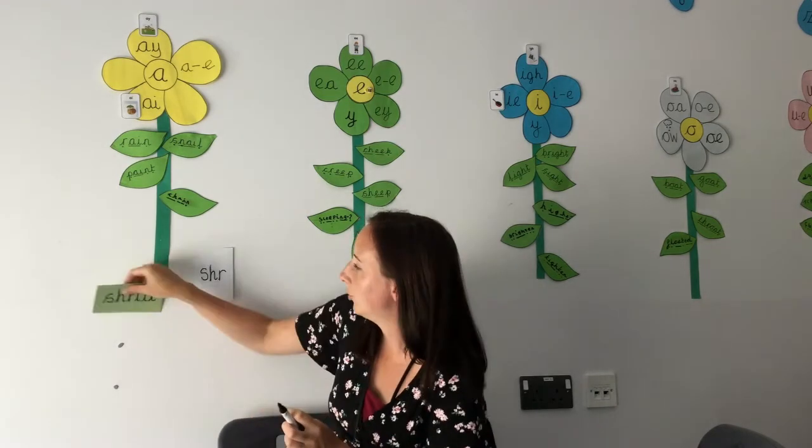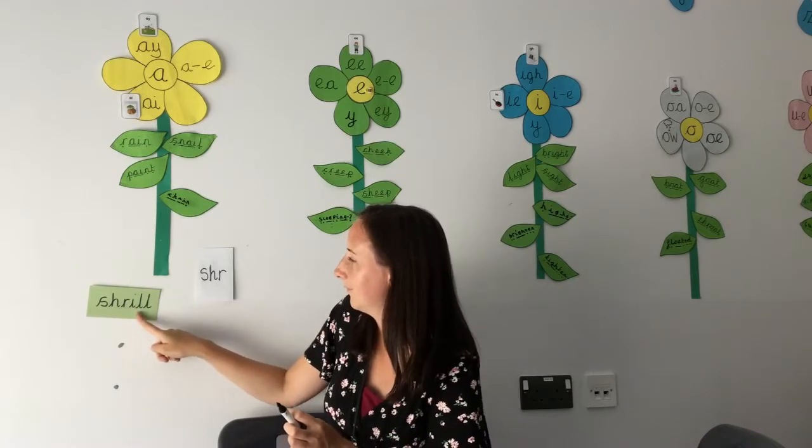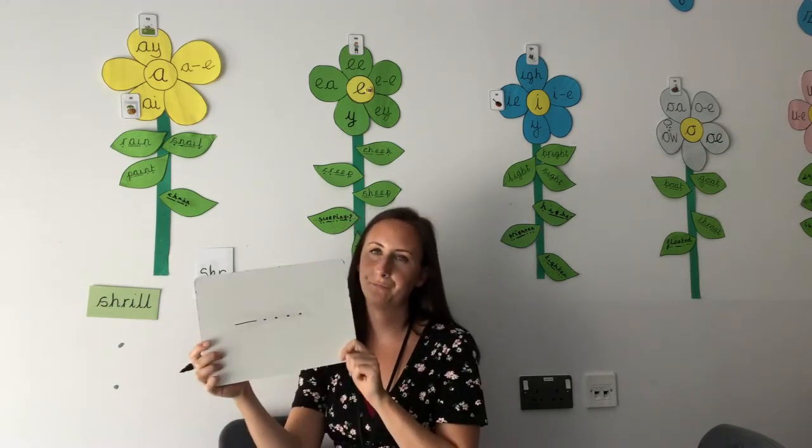Okay, should we see if you're right? Here we go, shrill. Lovely. Now your second word, it was something gets smaller, it shrinks. Our word is shrink. Okay, let's sound it out. Sh, r, i, n, k, shrink. Five sounds and it ends with your kicking k. Sh, r, i, n, k, shrink. Have a go.